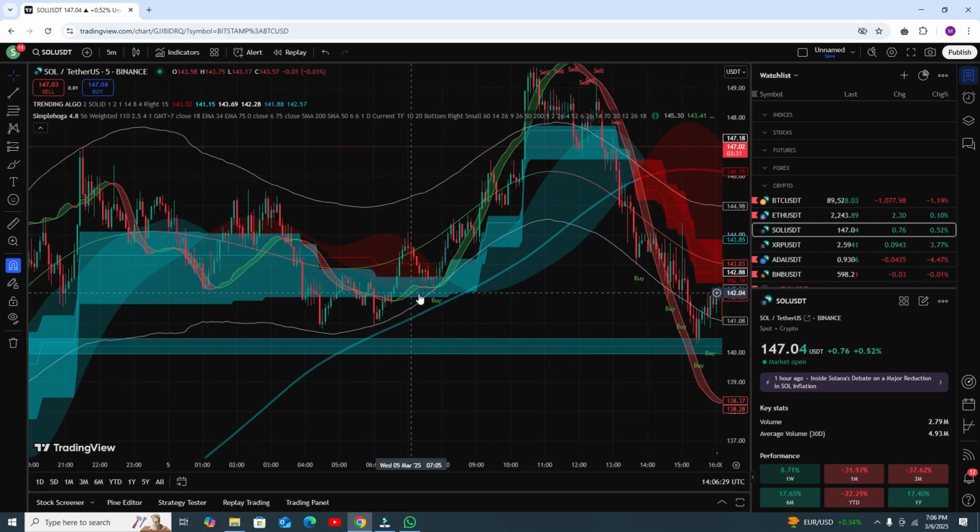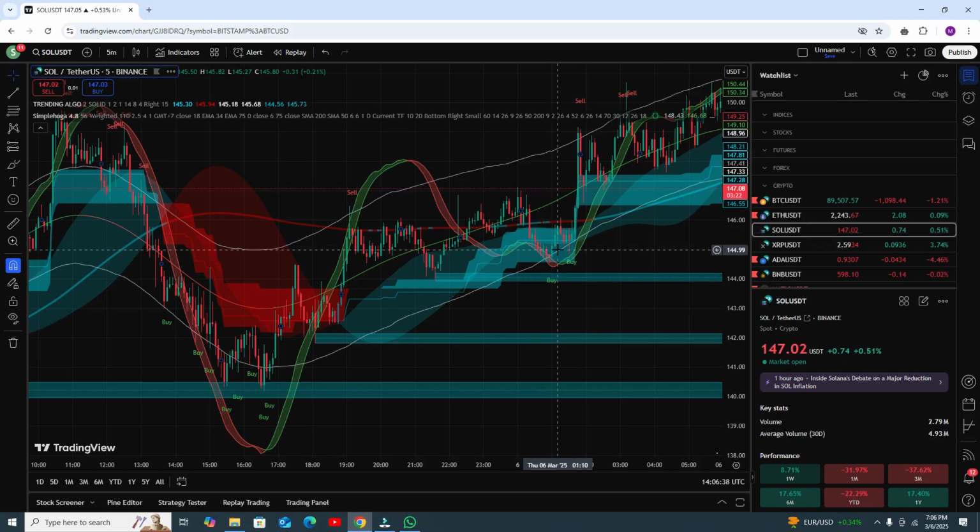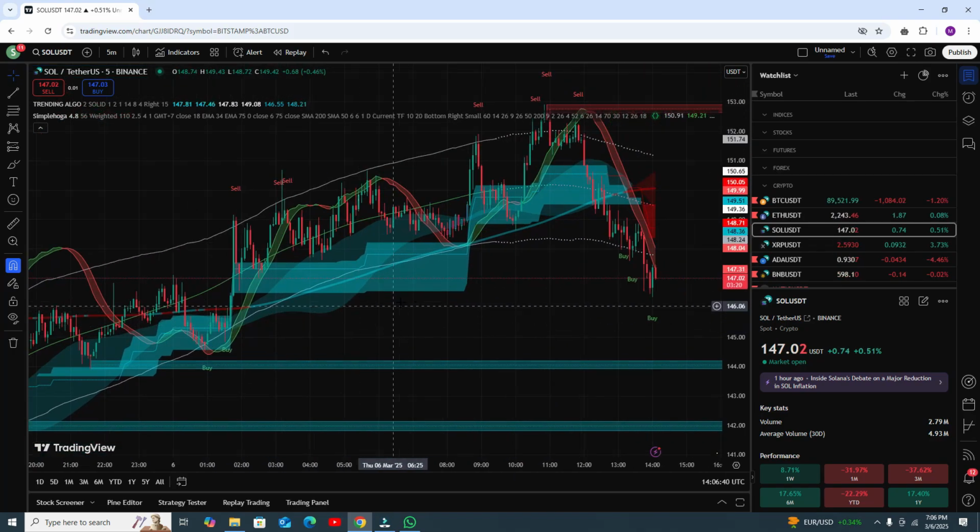Okay, strong buy signal, perfectly fit. Now we need to find... Okay, that is a strong buy condition and target hit. Now the clouds are red, so we do not need to follow any signal until the market comes upside and you get the sell signal. That will be your strong sell condition.